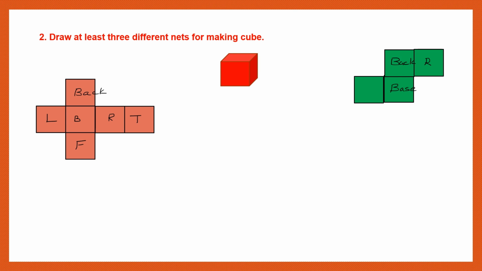Then when you lift this side up, this becomes the left side. Then this becomes the front when you lift this up along with this, and then this goes to the top. So you get a cube. This is the second way of doing it.